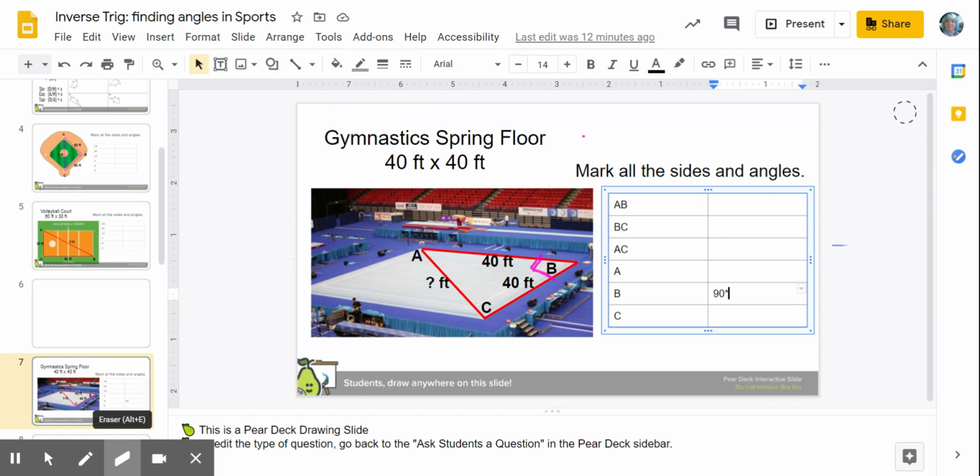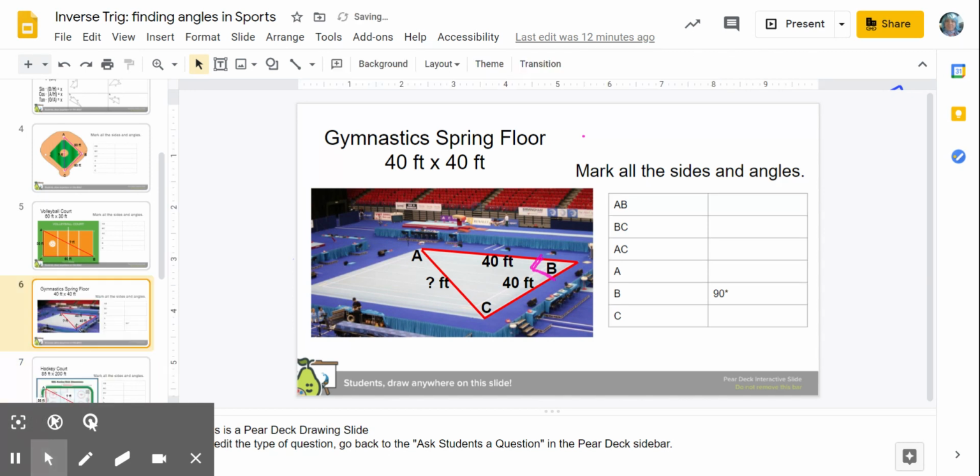Do you want to share your screen so I can see it, or you want me to share mine? Yeah, absolutely. So you're on the gymnastics floor, right? Yeah. Can you see mine? Yeah. So what have you gotten so far?